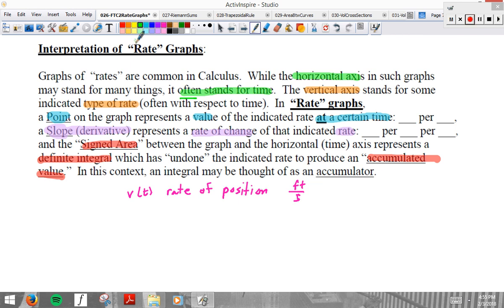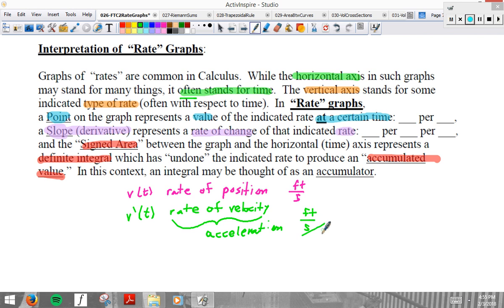Now, the derivative of velocity, the slope of velocity, is the rate of that rate. It just happens that for velocity graphs, we have another word for this. We call it the acceleration. And it's measured in feet per second per second. And sometimes we will shorten that to feet per second squared. But that's what we mean by feet per second per second.